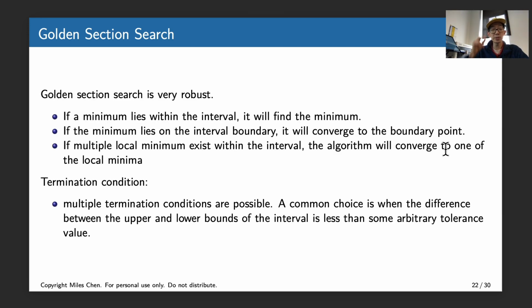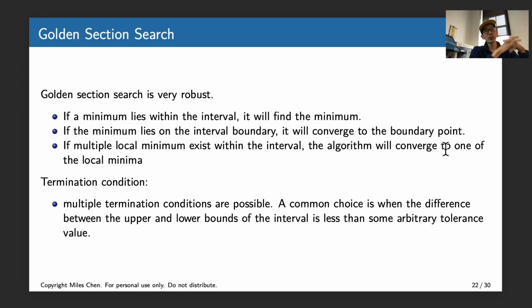Okay, so golden section search is very robust. If a minimum lies within the interval, golden section search will find that minimum value. Even if the minimum value is on the boundary, then the interval will keep shrinking and converge to that boundary point, one of the left lower bound or upper bound.